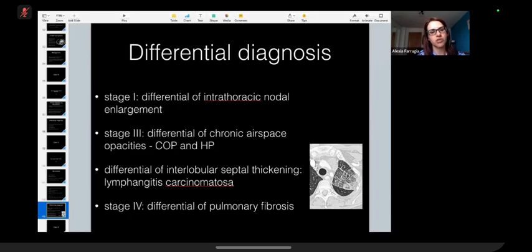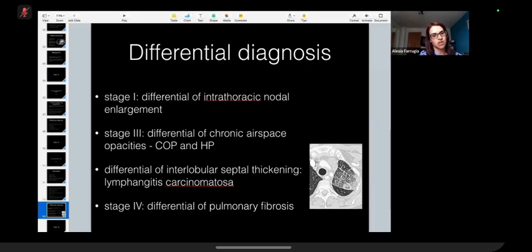So in stage 1, which is when you have intrathoracic nodal enlargement only, so there's no involvement of the lung parenchyma, that would be a differential of intrathoracic nodal enlargement. So things like lymphoma come to mind, especially in a young patient, 32 years of age. In a patient with stage 2 sarcoidosis, as was the case with this gentleman, he had both alveolar and nodal involvement. So again, lymphoma would also be a differential or a diffuse malignancy.